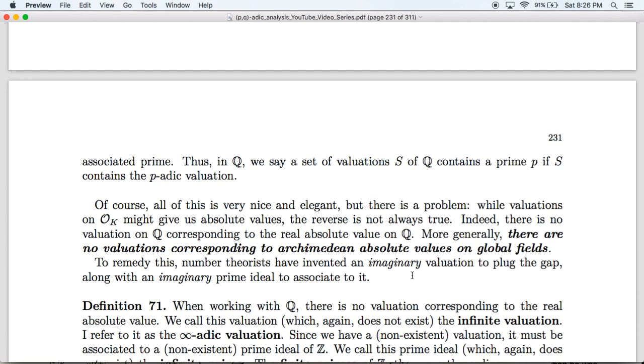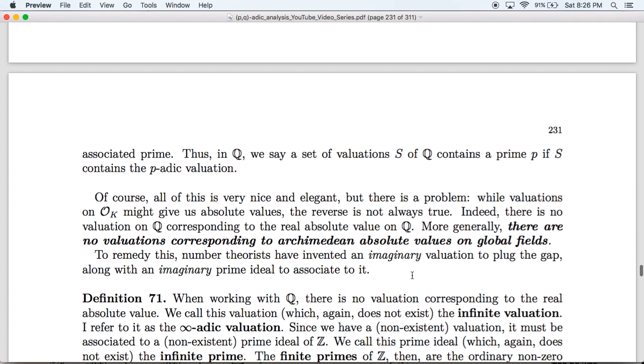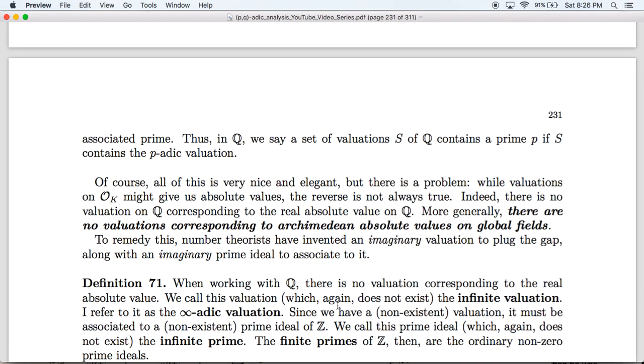When working with Q, there is no valuation corresponding to the real absolute value. So, because this valuation does not exist, we're going to call it the infinite valuation. I will also refer to it as the infinity adic valuation. Since we have a non-existent valuation, it must therefore be associated to a non-existent prime ideal of Z. We call this prime ideal, which again does not actually exist, the infinite prime.